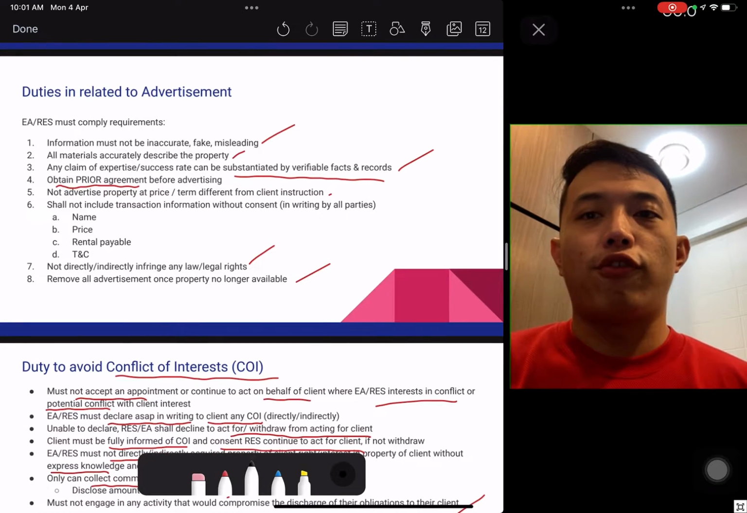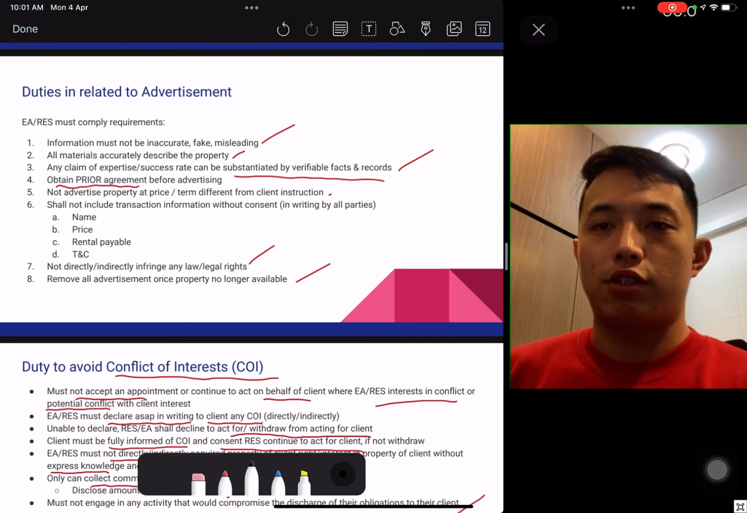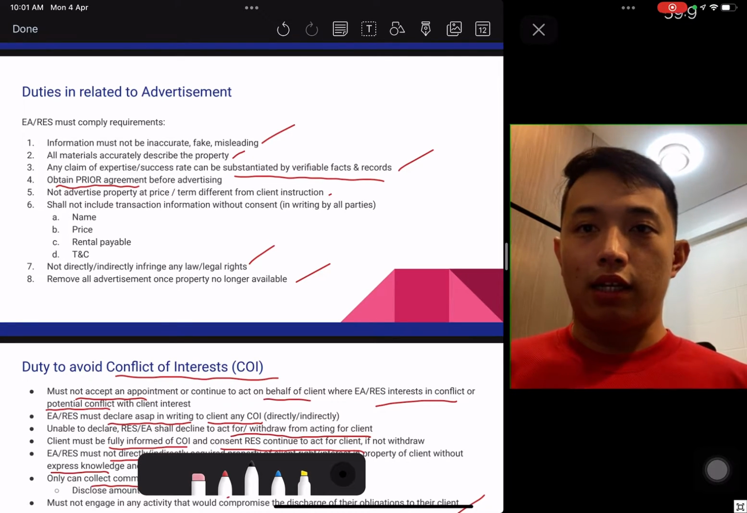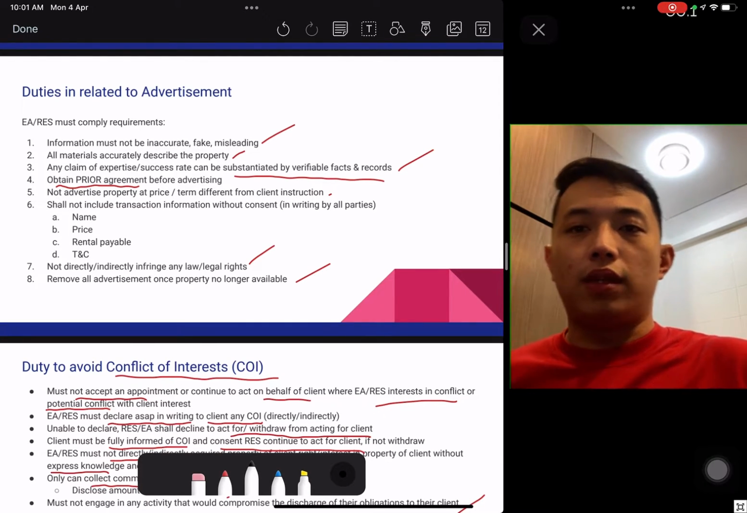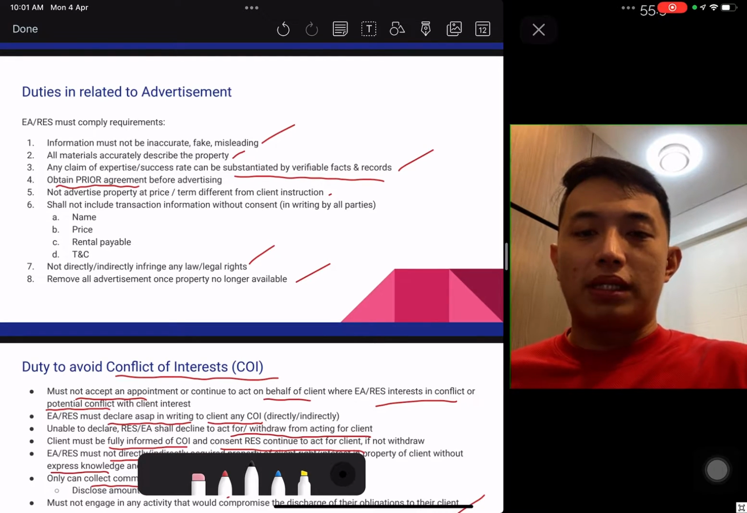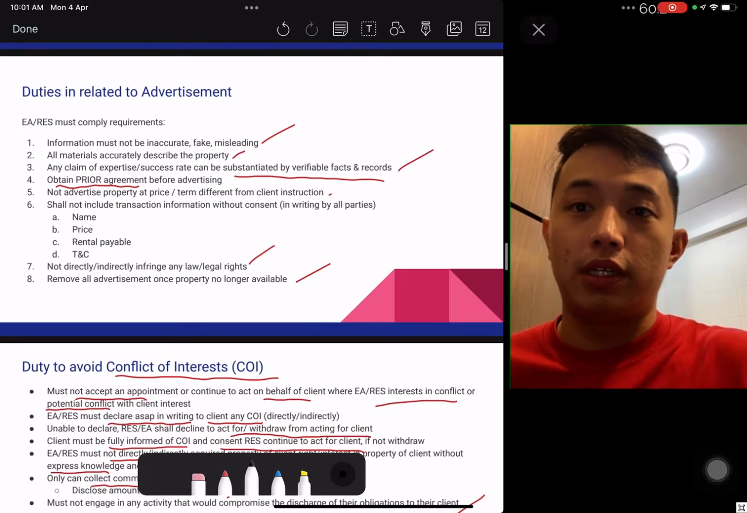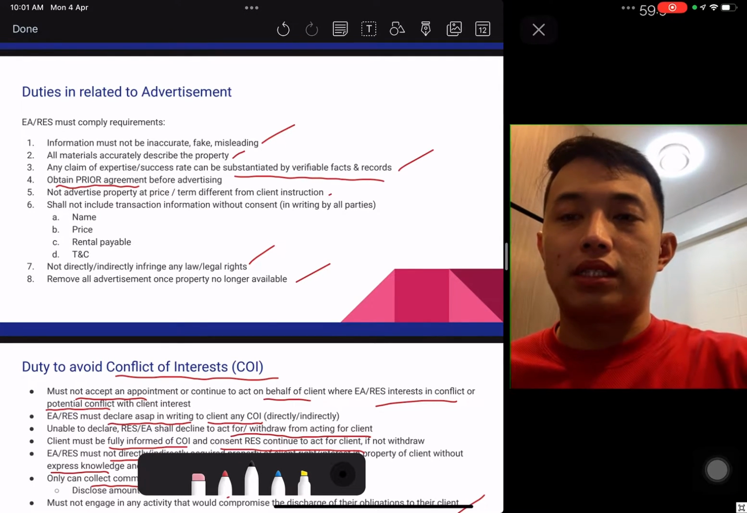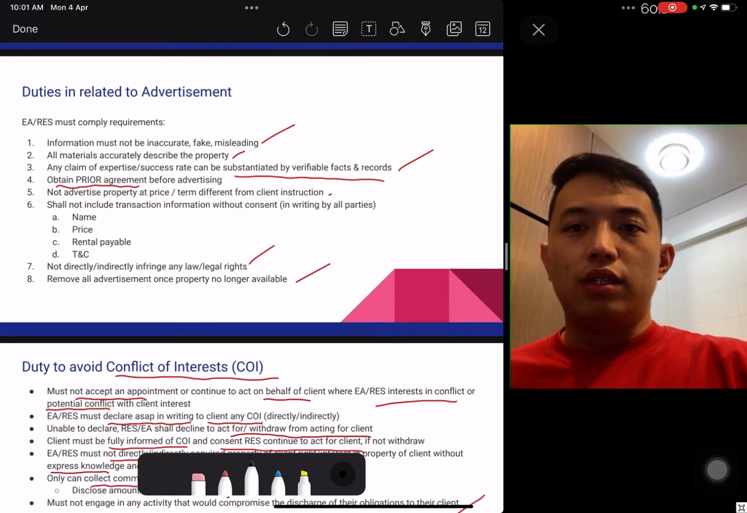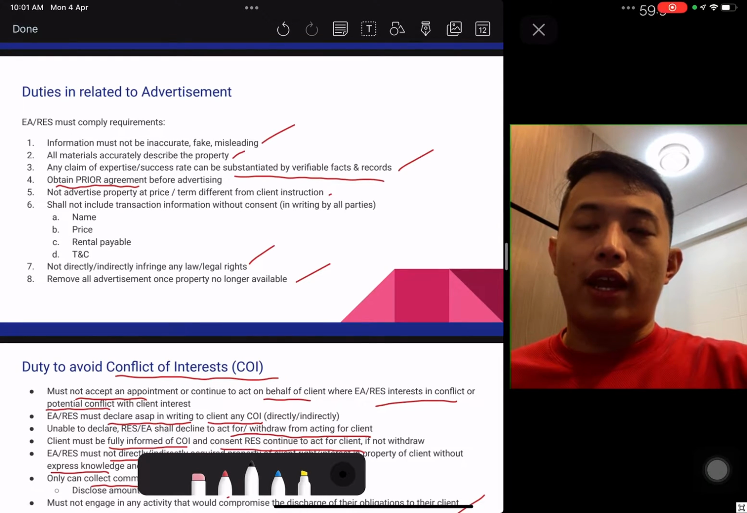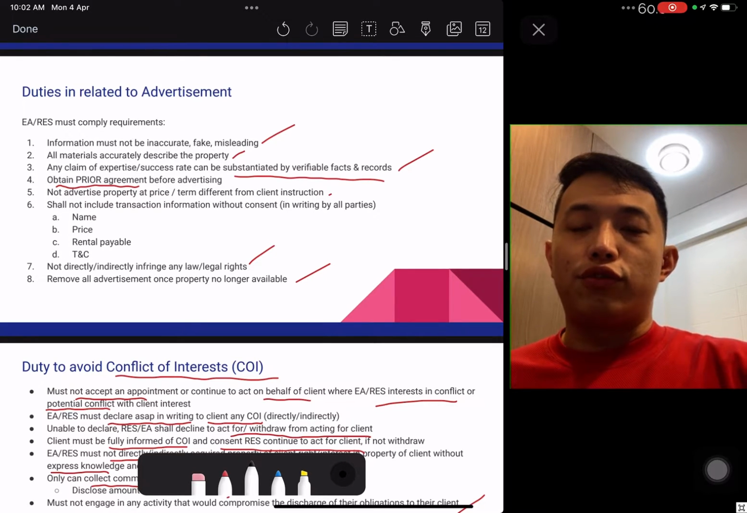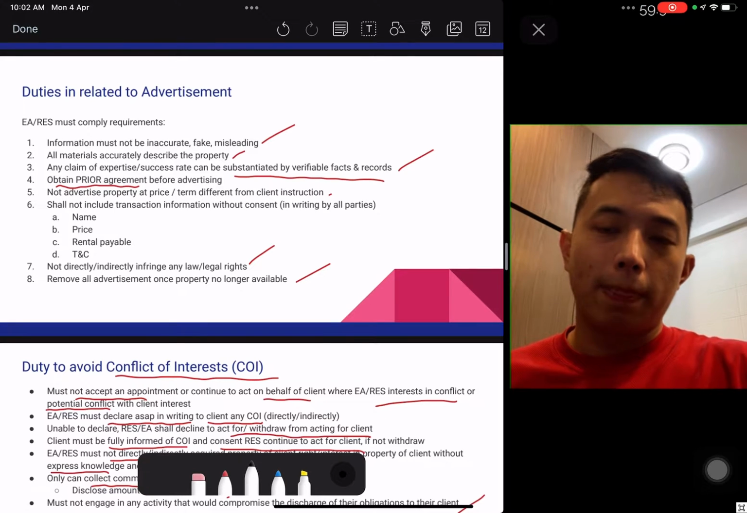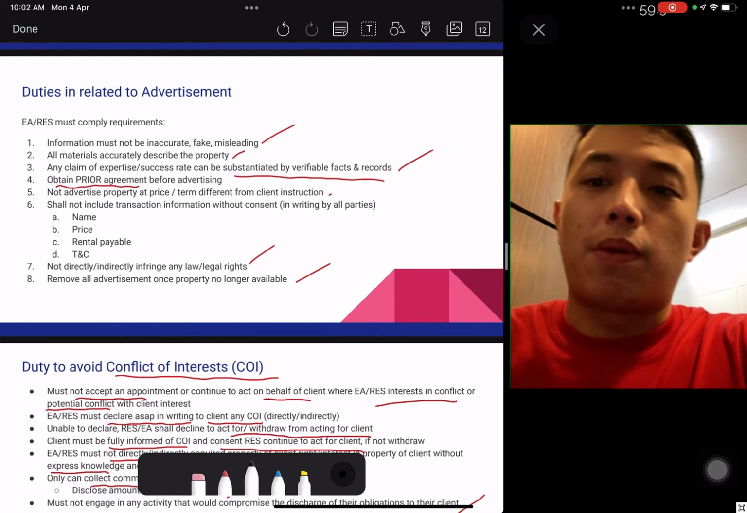So the RES must comply that all information must not be inaccurate, fake or misleading, and must correctly describe the property. Any claim of expertise or subject must be sustainable with verifiable facts and records. You must obtain a prior agreement before advertising, so you must get the owner's agreement before you can advertise the property. Do not advertise the property at a different price from the client's instruction. Do not provide any client's information without consent, such as name, price, rental, and terms and conditions. Do not directly or indirectly infringe any laws, regulations or rights. Remove all advertisements once the property is no longer available.